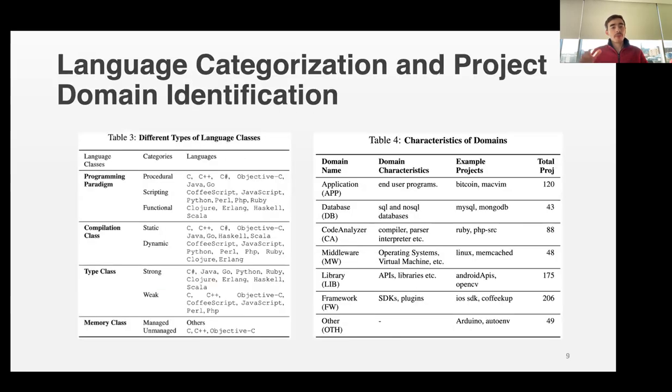So with all this information, they did some language categorization in terms of some of the properties that languages have. For example, which type of programming paradigm do they have? What type of compilation class, type class, memory, if it is managed or unmanaged. And they also try to identify each project in terms of its domain. For example, if we have a MySQL project, they classified it as a database project. Or if we have a Linux project, they put it in the middleware domain.